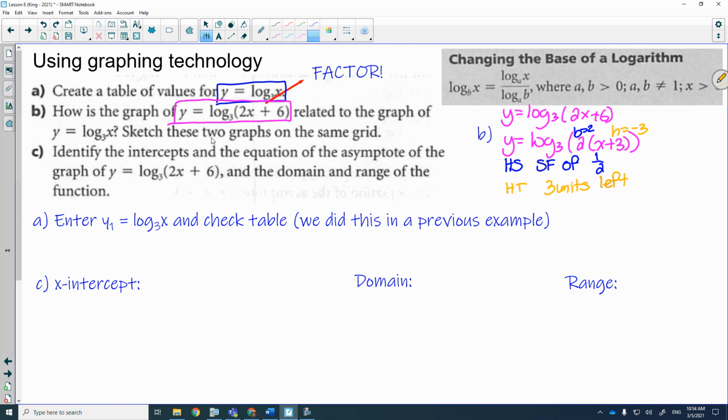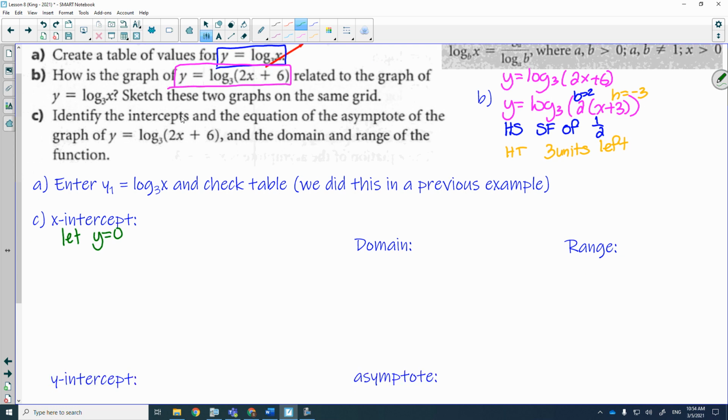Next thing I could ask is, what are the x and y intercepts of this graph algebraically? So not punching anything into your calculator. So let's see how we would do this algebraically. If you are looking for an x-intercept, you always let the other letter equal 0. So let y equal 0. I'm going to rewrite this equation, and I'm going to put a 0 in for y. 0 is equal to log base 3 of 2x plus 6. Now we've got to solve for it algebraically.